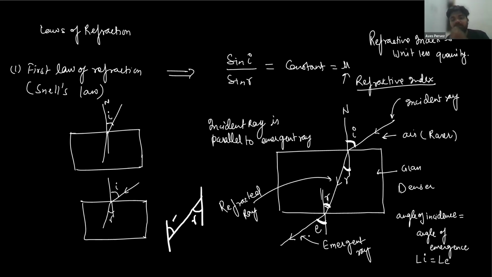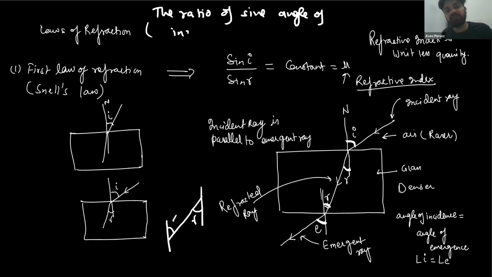Got it? So please note it down and make this down. The first law of refraction says that the ratio of the sine of the angle of incidence to the sine of the angle of refraction is constant.